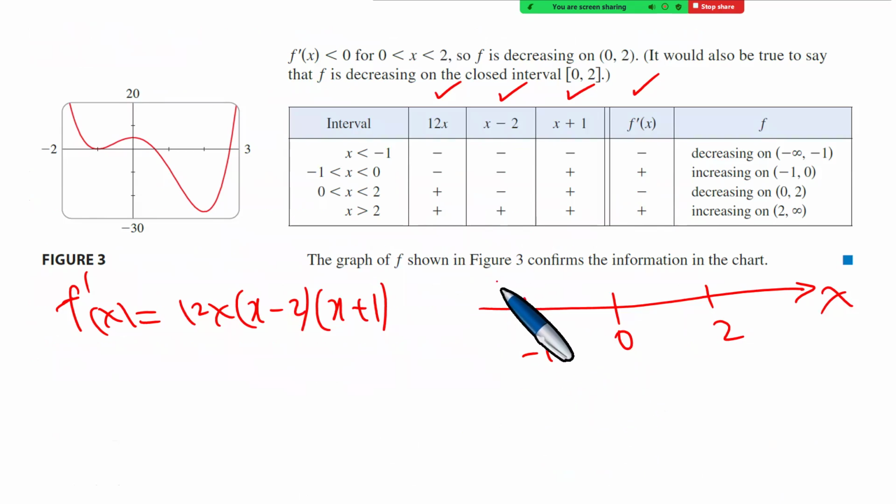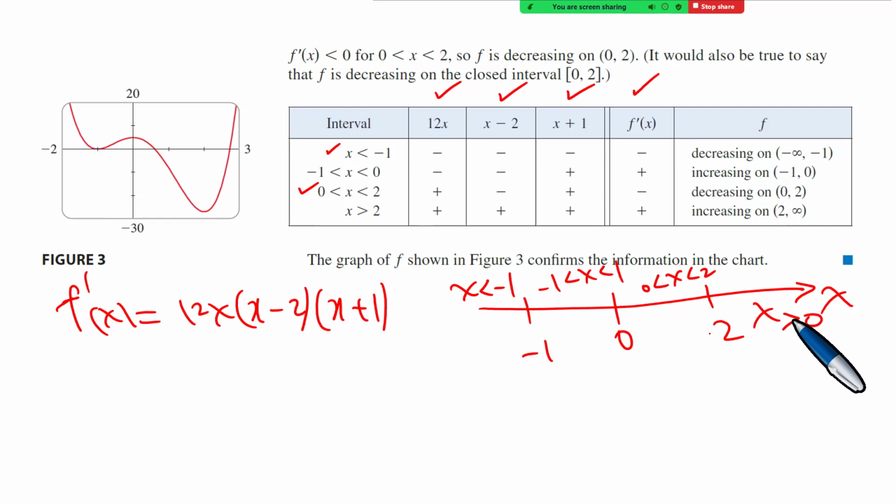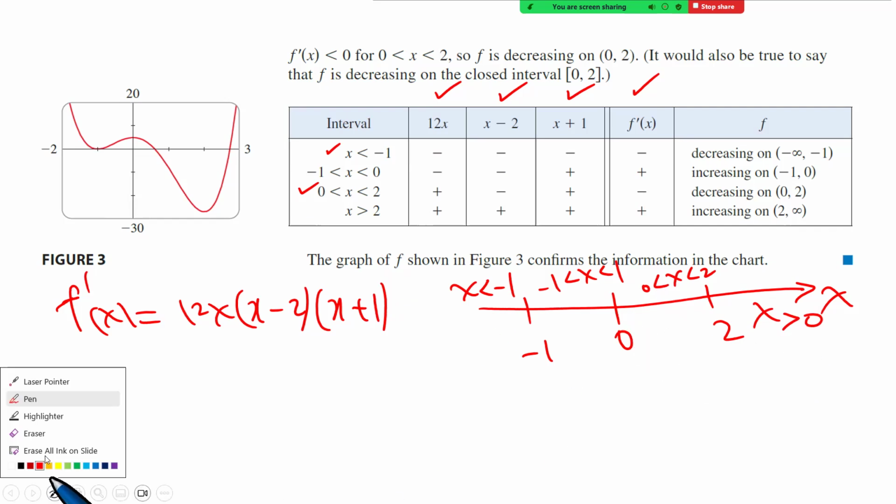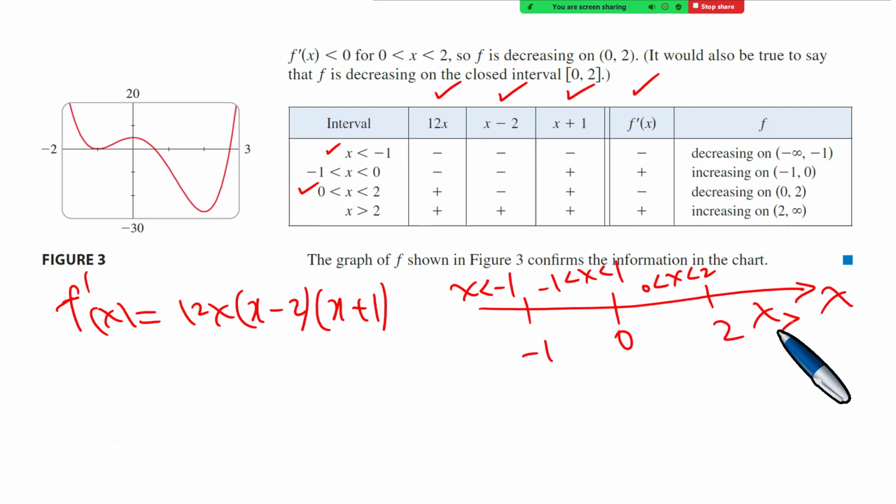So obviously, we take this part of the number line where we say x is less than minus 1, which is exactly this one. Then another part, between minus 1 and 0. There's another part between 0 and 2, where x is between 0 and 2. And there's another part, x bigger than 2. Take a look at what we're getting here. We have all the parts. How many? There are 4 parts.